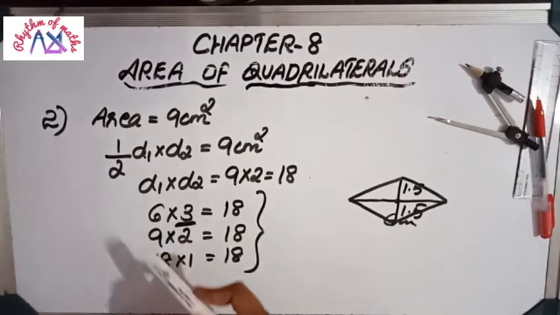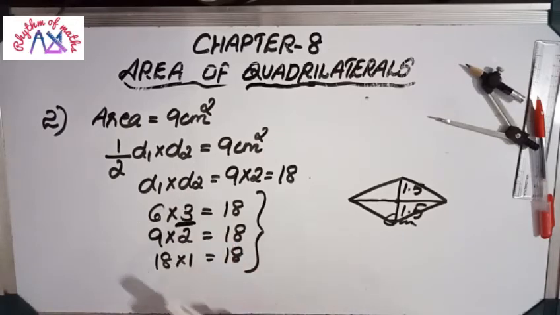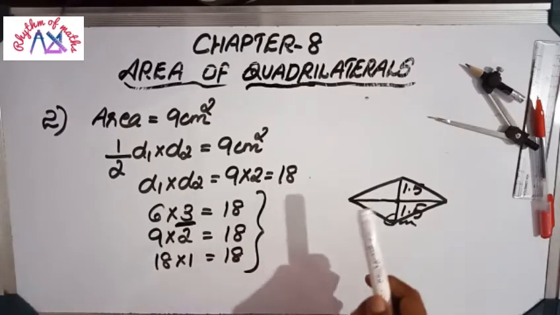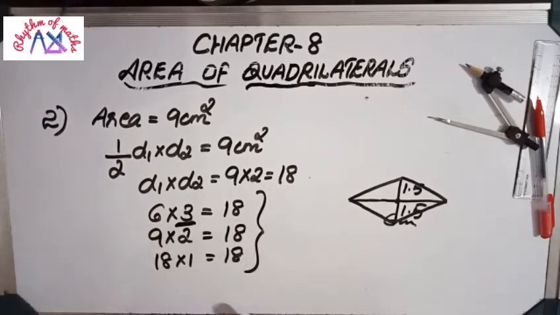Try to draw this figure same as the previous case. Either 6 and 3 or 9 and 2 you can consider. With 9 and 2, or 18 and 1, the figure will be too short, so 6 and 3 is better to consider as d1 and d2. Okay, try to draw the figure. Now let's do the next question.